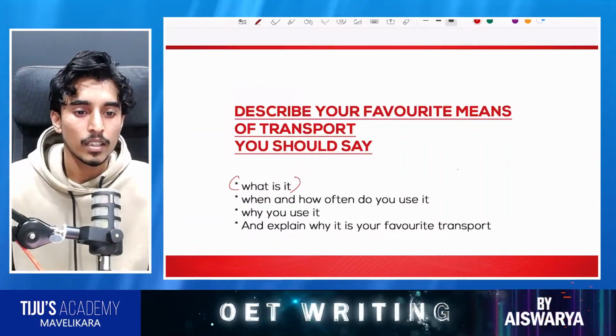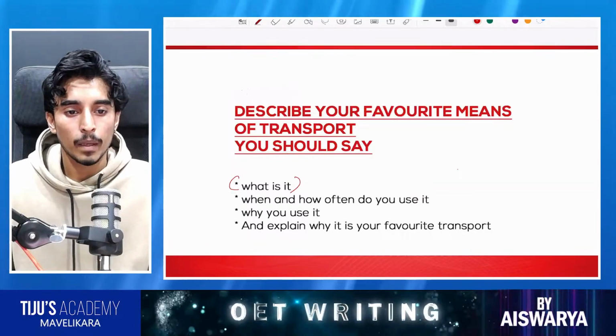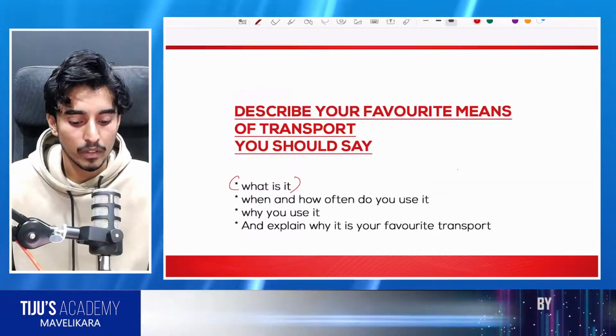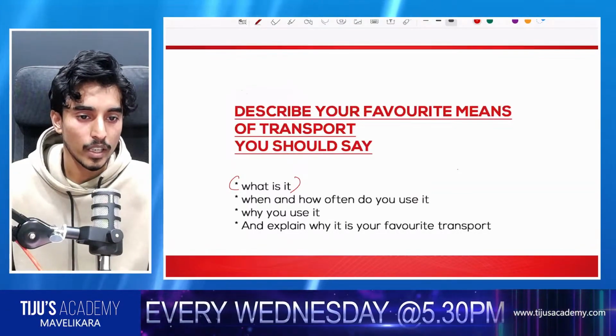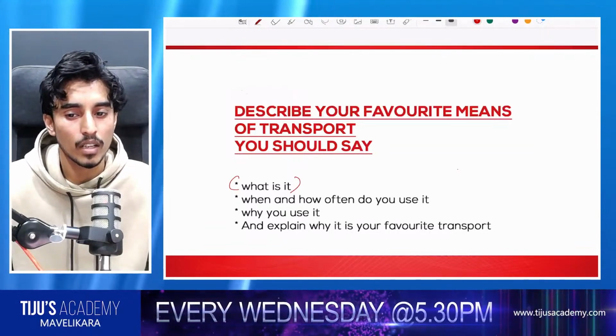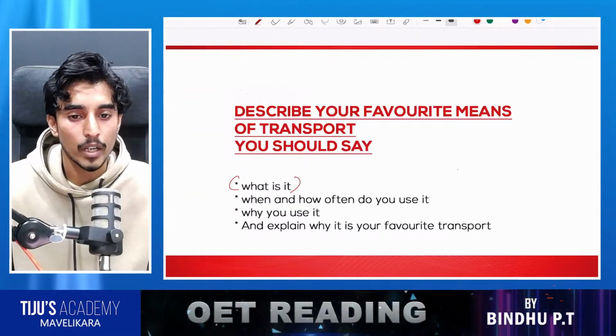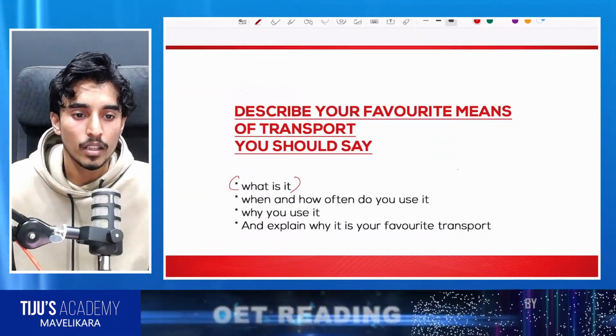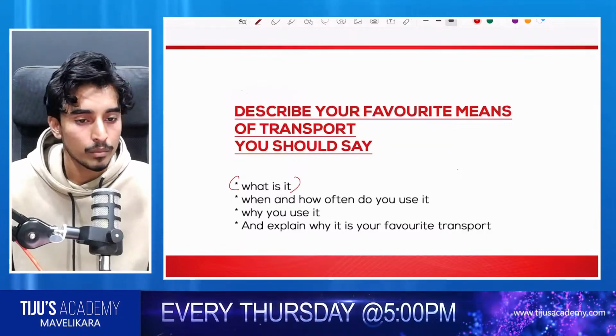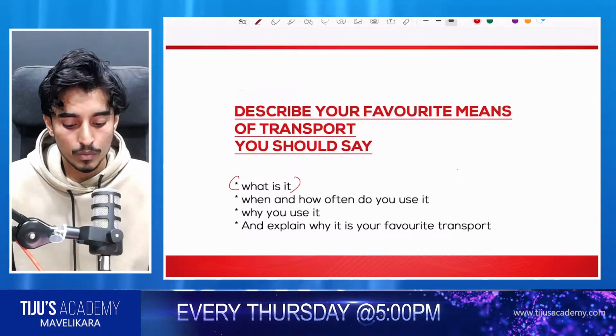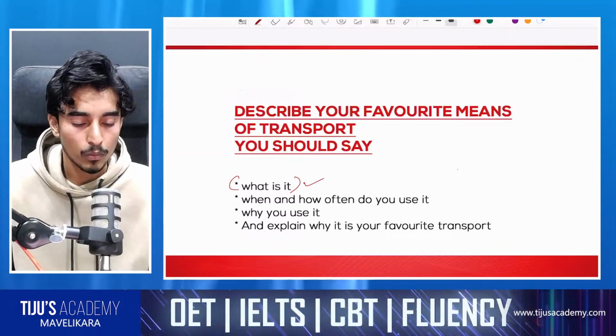You can easily start the question with the help of your preference, like, do you prefer to travel or not, or you can say, I'm not a person who likes to travel a lot, so I don't usually prefer public transport. Whenever I get time or whenever I have to travel, I usually prefer my own vehicle. In that way also you can start. So the first question is satisfied there, that is, what is it.